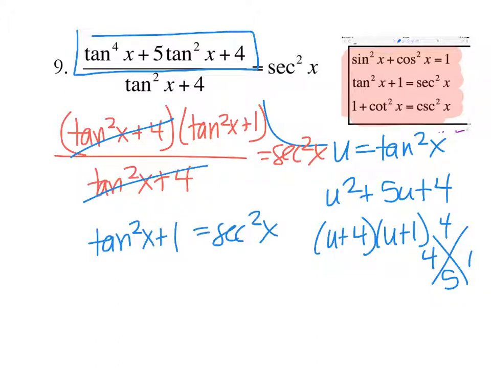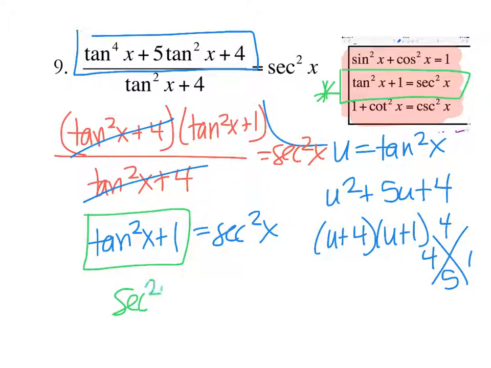And I'm sensing, since this is a trig squared and a 1, there's something I can do over here. So if I look here, tangent squared x plus 1 is equal to secant squared x. So we can just plug that in. Secant squared x is equal to secant squared x. Done. Alright, I hope that helps.